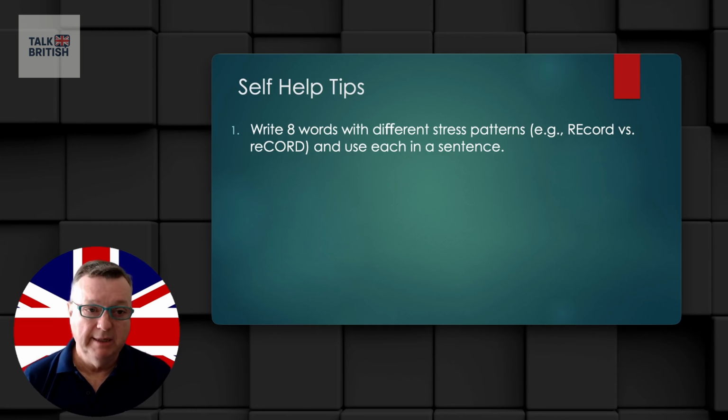Now, the self-help tips, as I call them, or the things to go away with that would benefit you would be this. Write 8 words with different stress patterns. Like record or record. Use each in a sentence. Okay, so you could use some of the examples I gave you earlier. You can use those, of course you can. But I want you to use them in a sentence so you understand why the stress makes it sound different. One, remember, being a noun, and the other obviously being a verb.